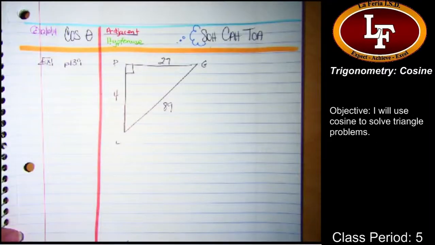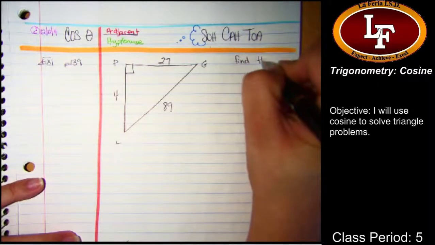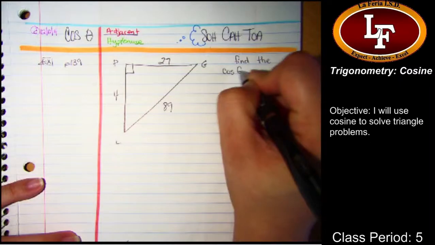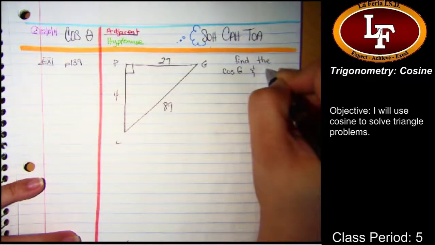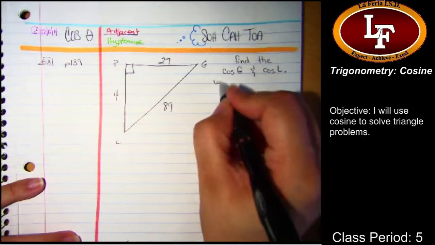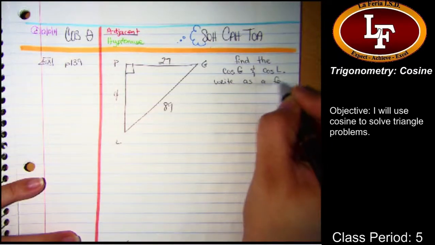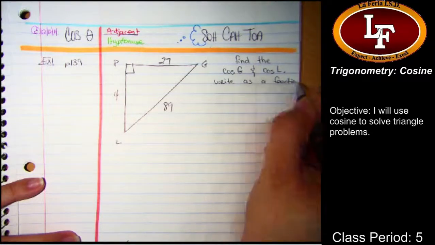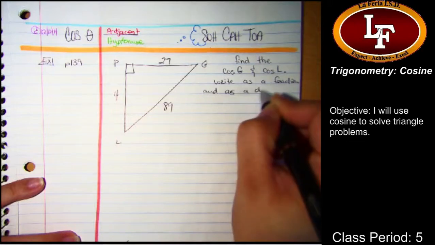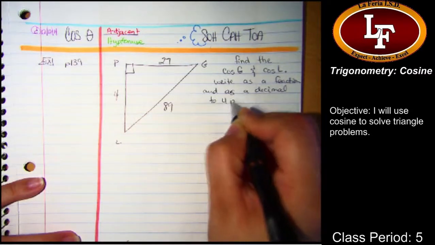All right. Yesterday, the directions read, find the sine. Today, the directions are going to say, find the cosine of G and cosine of L. Write as a fraction and as a decimal to 4 places.